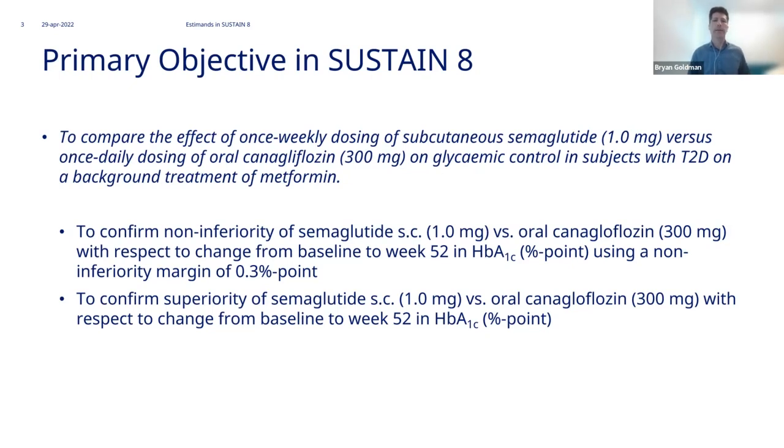To update that into how we would currently specify it, we would actually split this objective up into 2, because we had a primary objective to confirm non-inferiority using this non-inferiority margin of 0.3 percentage points. But then if we confirmed non-inferiority, we were interested in going on to test superiority and confirm that. Next slide, please.